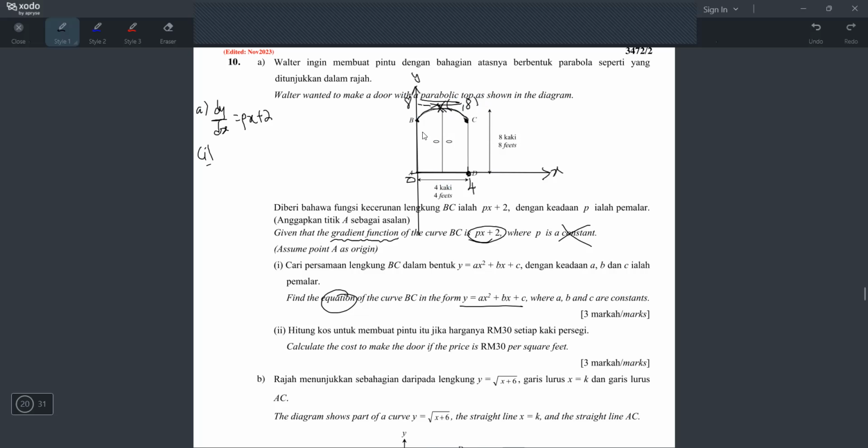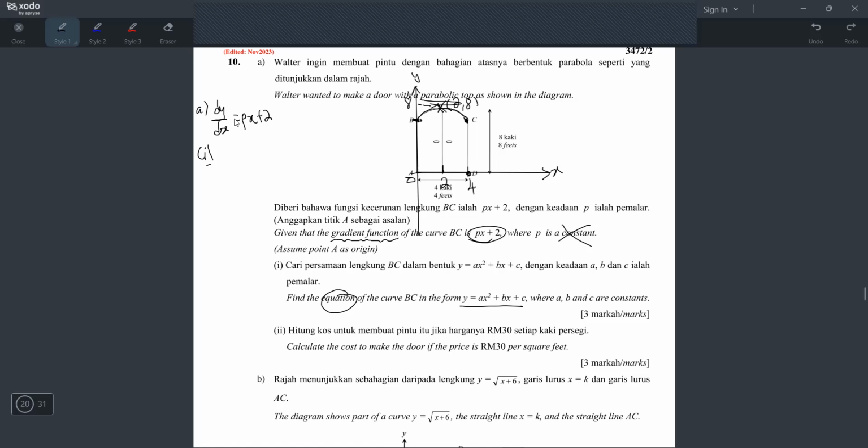The answer is yes. Because here is 0, here is 4, you can take the middle of 0 and 4. So what is the middle of 0 and 4? 2, right? So actually this one is 2. It means the axis of symmetry is 2. And this one, can I find it? I think cannot, this one. I need the equation of the curve to find this one.